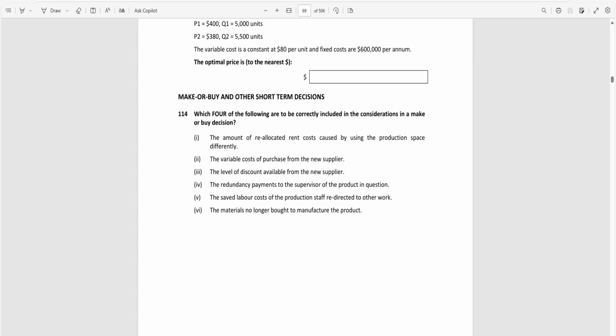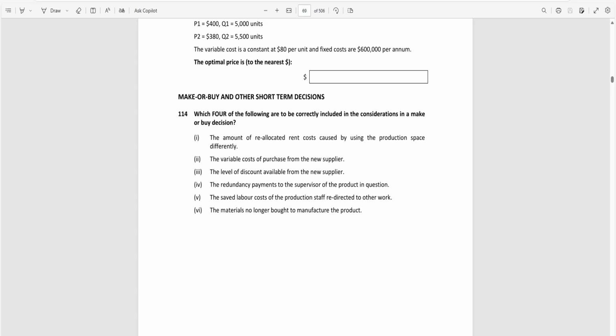Not only about the product, it's also about the service. So in make or buy decision, we have to consider many things. I will make a separate video on this topic, but for the time being I will explain the concept along with the question, right? So the first question is asking that out of these six options, which four will be correctly included, or we will take into consideration if we are taking a make or buy decision.